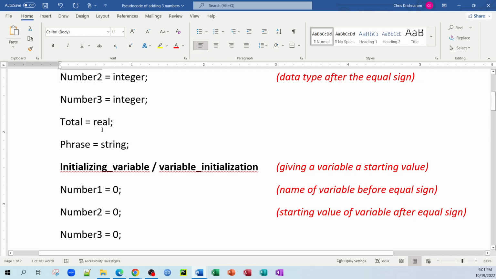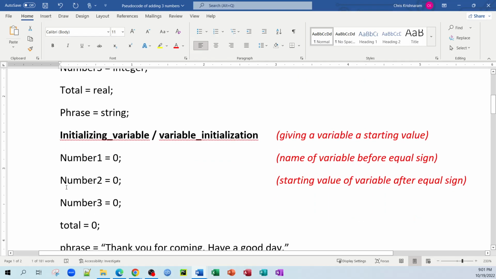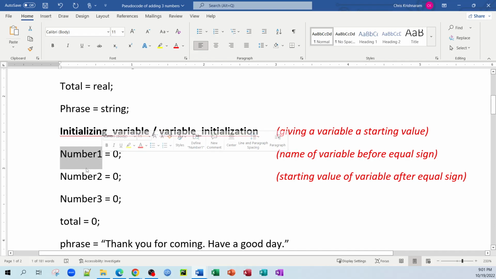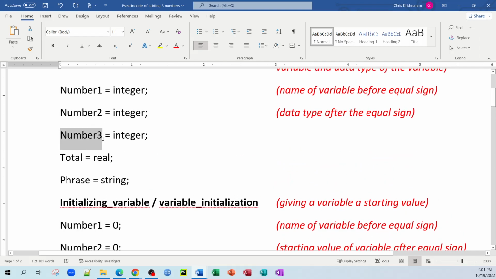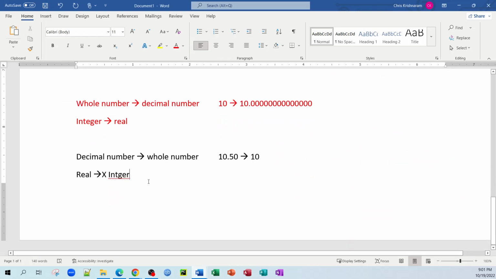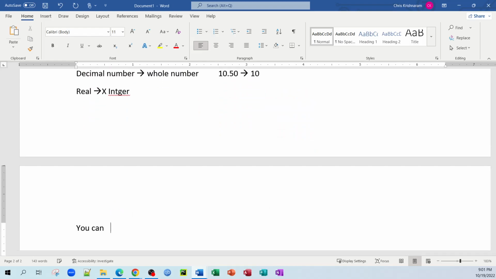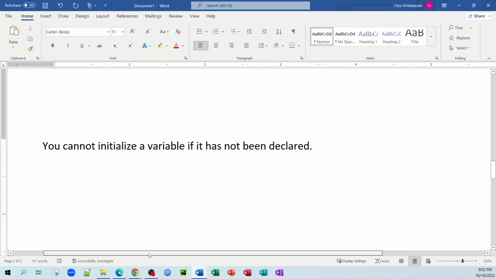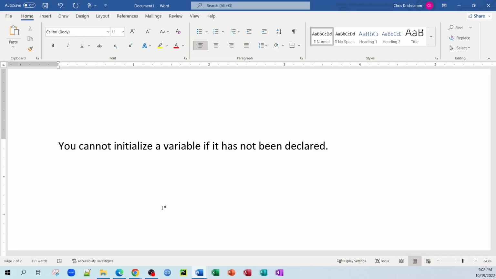So with that in mind, I want you to note that you cannot initialize a variable if you did not declare it. Please take note of that. So let me put that here. You cannot initialize a variable if it has not been declared. Very important to note. You cannot initialize a variable if you did not declare that variable.